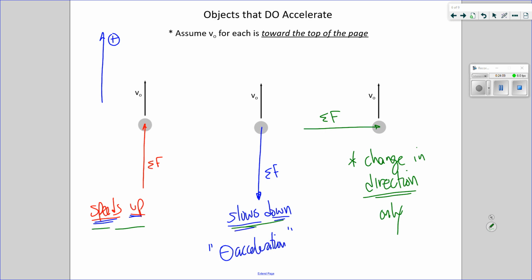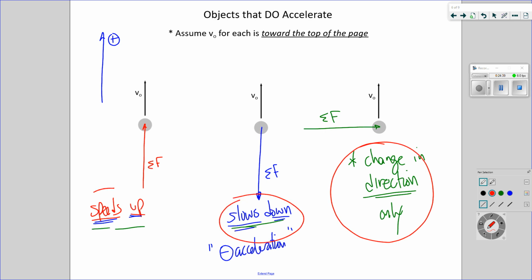Now, an instant later, this thing will likely have sped up and be moving somewhat to the right and being perhaps still pushed to the right. Then it will speed up to the right. But at the instant shown in this diagram, the only thing we know this object is going to do is change direction. Okay? So all of these things, these are the 3 ways that an object can accelerate. Speed up, slow down, change direction. No, not in that order. Okay, those are all acceleration.